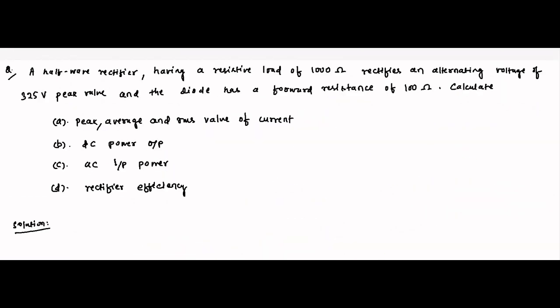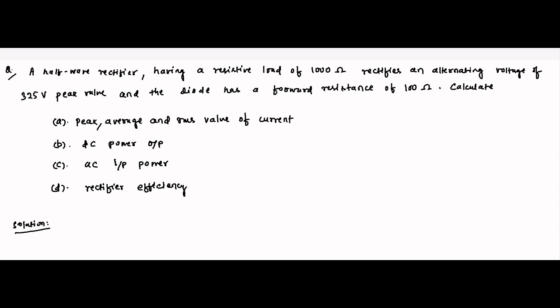So here is another question on half-wave rectifier. It has been given that a half-wave rectifier having a resistive load of 1000 ohm rectifies an alternating voltage of 325 volt peak value, maximum value, and the diode has a forward resistance of 100 ohm. Calculate the peak, average and RMS value of the current flowing, the DC output power, the AC input power and the rectifier efficiency. So first we'll draw the circuit.